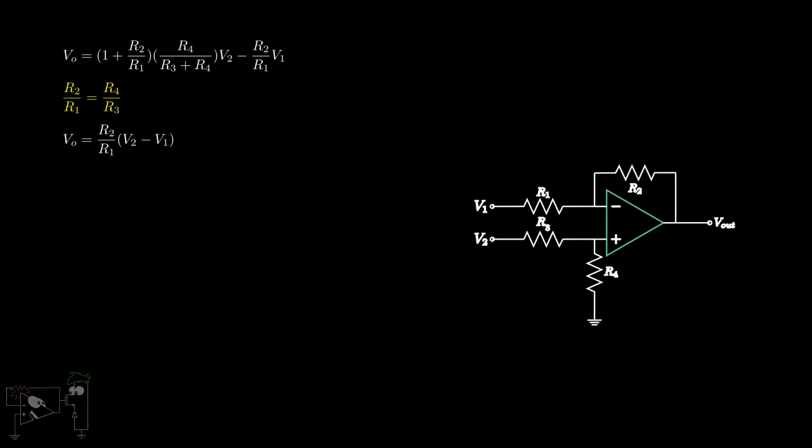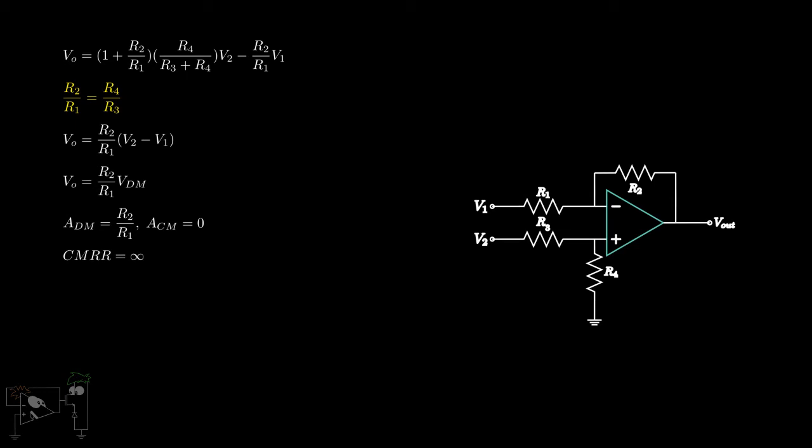Thus, for our subtractor we can write V1 as VCM plus VDM by 2, and V2 as VCM minus VDM by 2. Substituting these values of V1 and V2 in the formula of the difference amplifier, we get R2 by R1 into VDM. Thus, the differential mode gain is R2 by R1, and the common mode gain is 0. That means that the circuit rejects any common mode present in the input signals. In this case, the value of CMRR is infinity, which is what we want ideally.